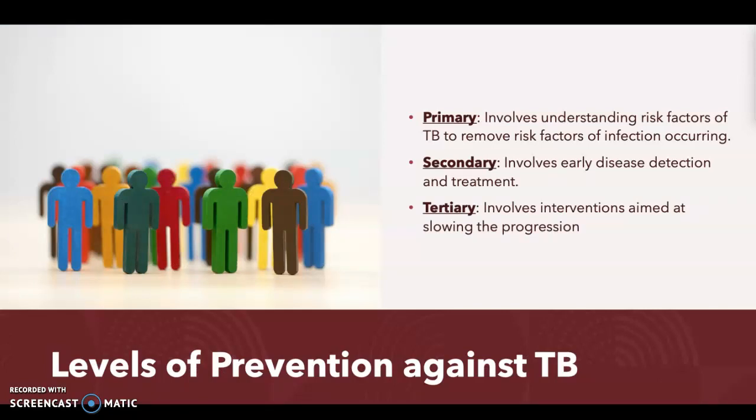So the three levels of prevention against TB include primary, which involves understanding the risk factors of TB to remove those factors from causing infection to occur. Secondary, involving early disease detection and treatment. And tertiary, involving interventions that are aimed at slowing the progression of the infection.